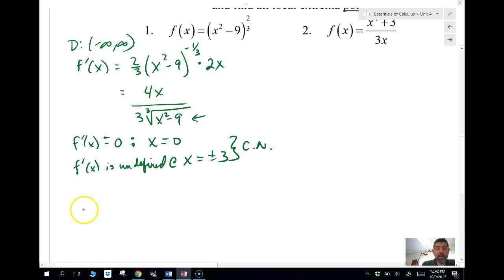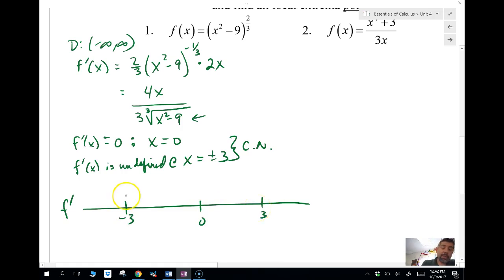So what we're going to do is make a number line, an f prime number line, and we're going to plot our critical numbers, negative 3, 0, and 3. Now what I like to do on the ones that are undefined, I like to just put a little dash here, because I know that there it's going to be undefined. And it's not a vertical asymptote, but it's undefined for our f prime.